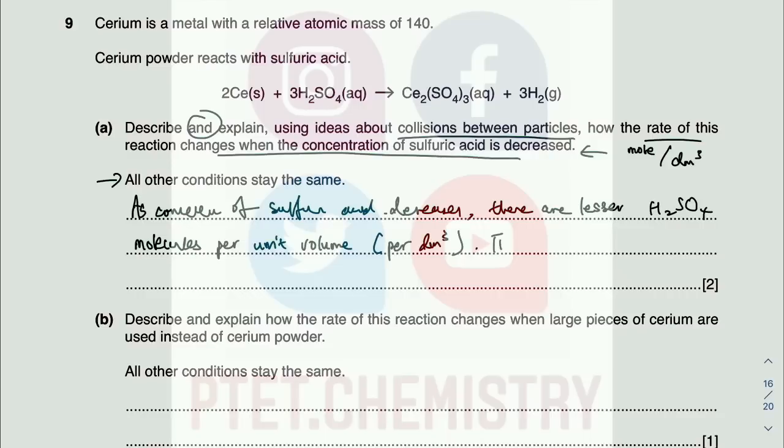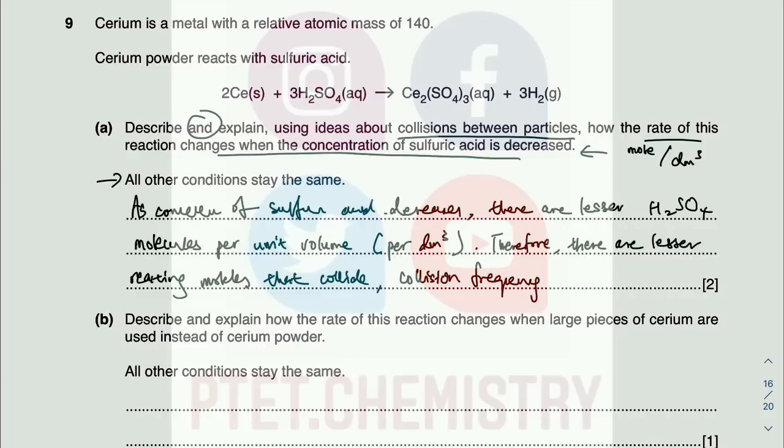Therefore, there are fewer reacting molecules that collide. If you have fewer reacting molecules that collide, the collision frequency will decrease, and as a result, rate will be slower. How does the rate change? Well, the rate will be slower, or rate will decrease, something like that.